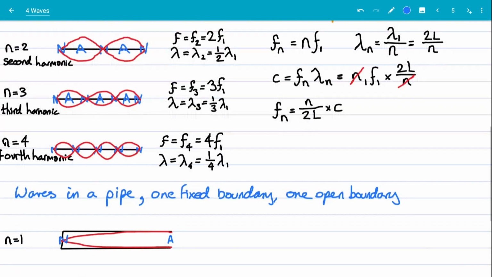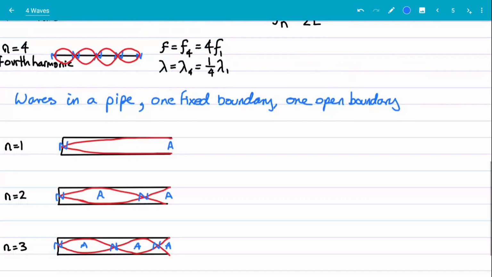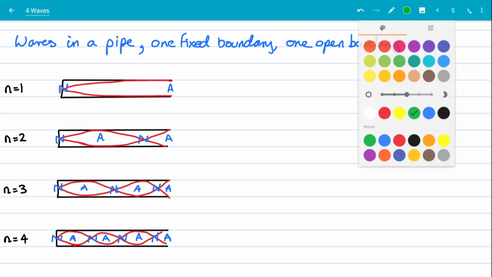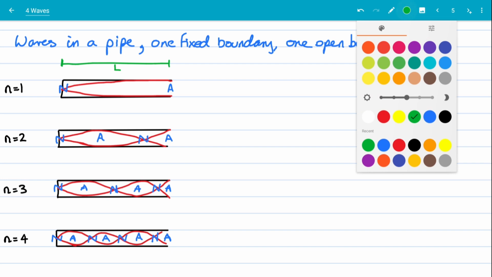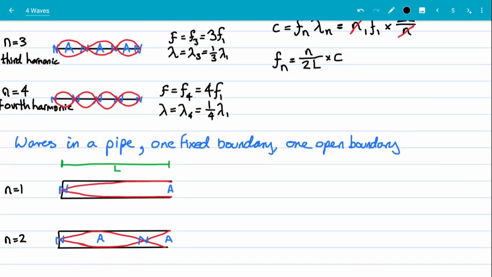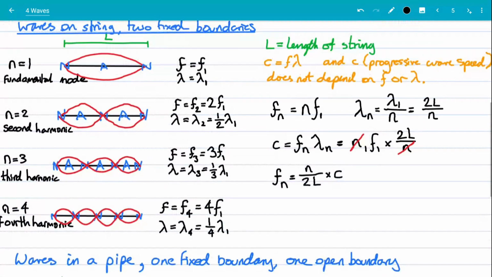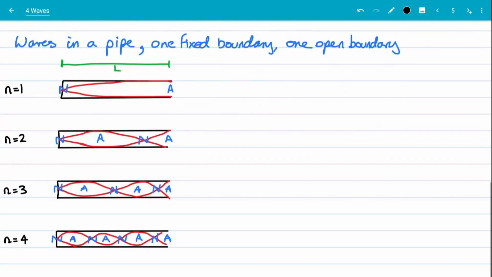The length of the pipe, what colour did I use? Green. The length of the pipe we can keep with L, so let's label the length of the pipe L. And if we know the distance between a node and the adjacent node is half a wavelength, then the distance between a node and the antinode is a quarter of the wavelength. Wonder whether we should put that in the notes somewhere. No, I'll put it in here.